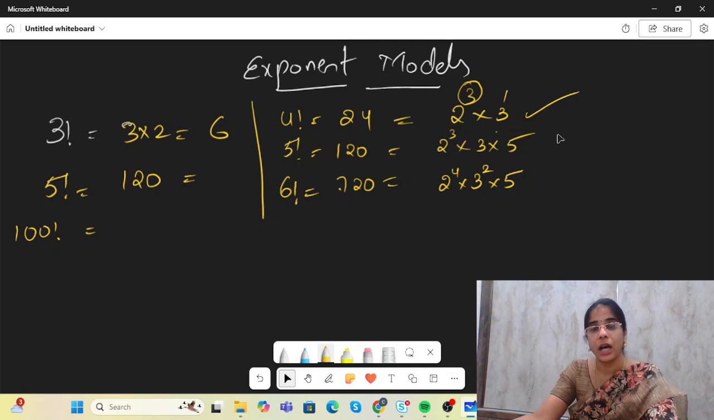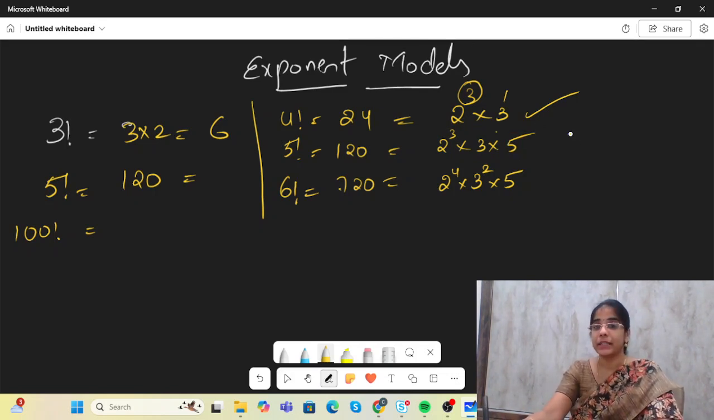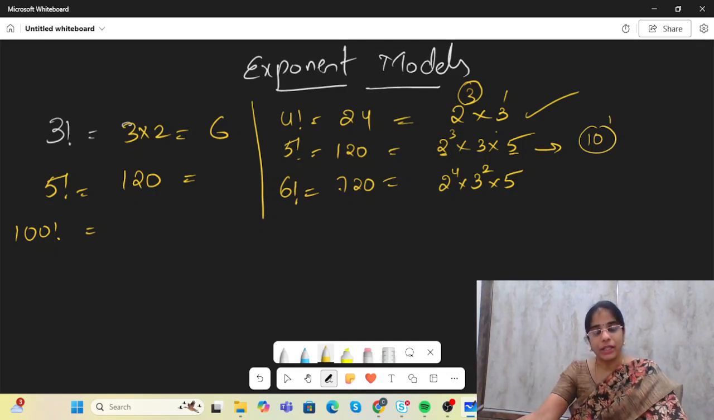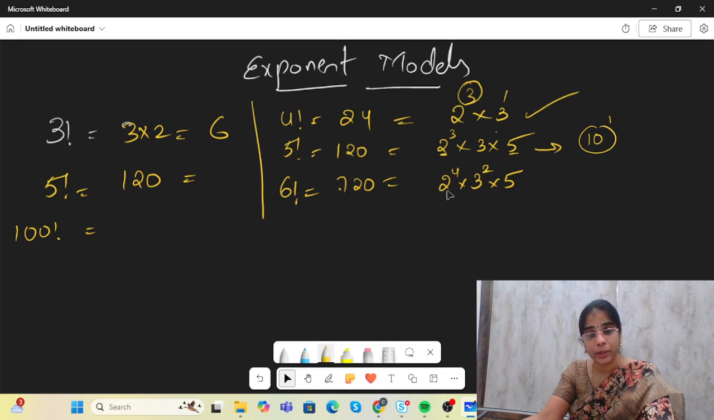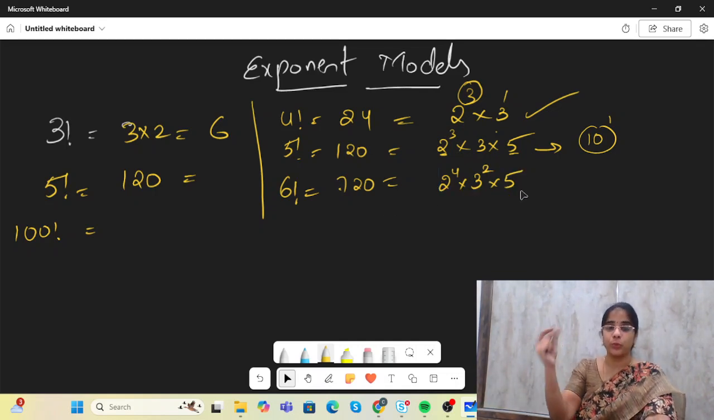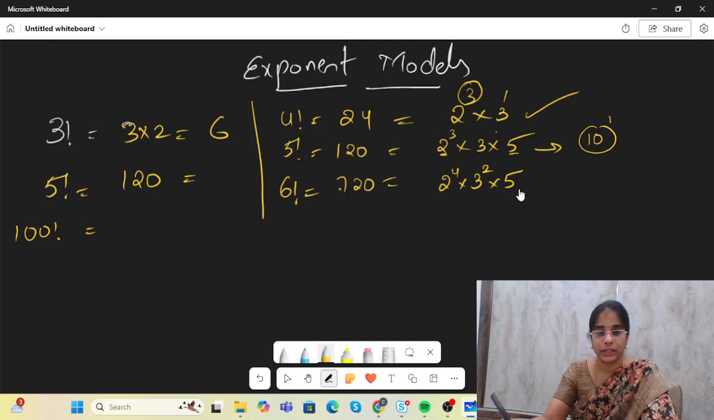Now tell me how many tens do I have in this? If my question is how many tens do I have, it is just 1, a 2 with a 5 combination will give me a 10. So 10 to the power 1 only, right? Next, coming to 6 factorial, that is 720, that is 2 power 4, 3 square into 5. Without actually splitting the given number into factors and writing it in this way, I want one such direct answer for all these. So directly is what I have to frame.